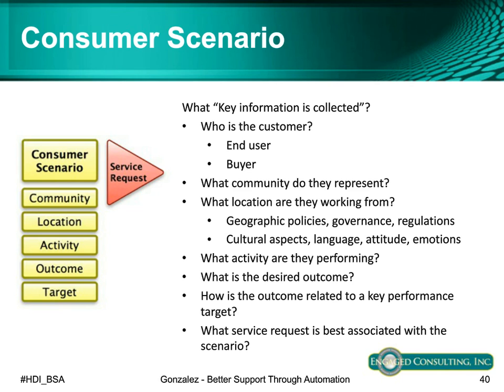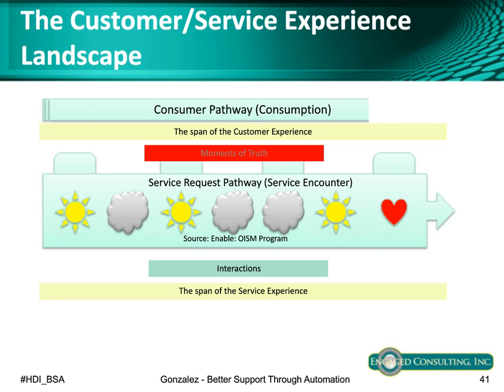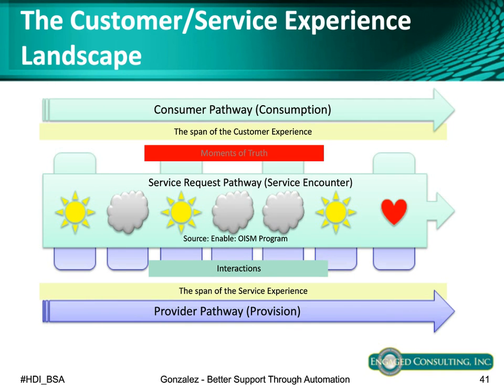Now, as far as the customer and service experience landscape goes, we've got the things that we typically look at in terms of how the consumer interacts with us. That's called the consumer pathway. Everything gets driven by a service request to the organization, and then there's a provider response that they're going to take for every action that the consumer initiates. So there's going to be a mapping. That strip in the middle is actually pretty important to us because this tells us how we're doing. The sunshine means good, rain clouds mean bad. The heart, that actually means that we're talking about a moment of truth.